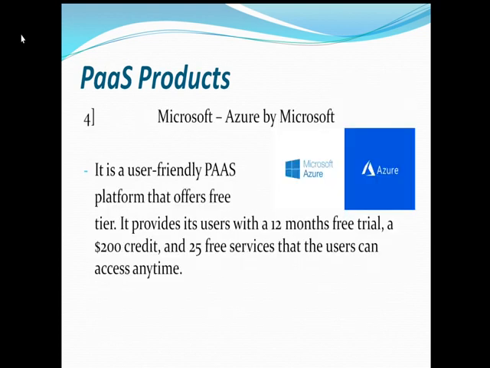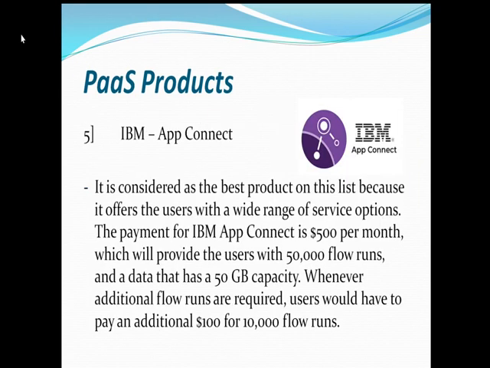The fourth one comes with Microsoft. It is Microsoft Azure. It is a user-friendly PaaS platform which offers a free tier. It provides its users with a 12-month free trial, a $200 credit, and 25 free services that the users can access anytime. The fifth one is the IBM App Connect.